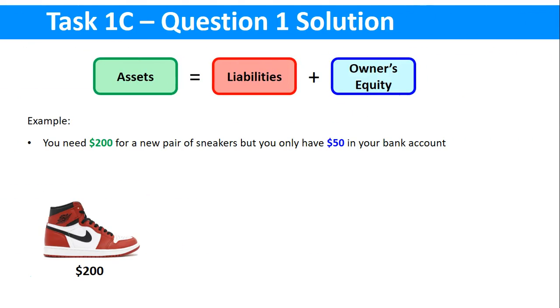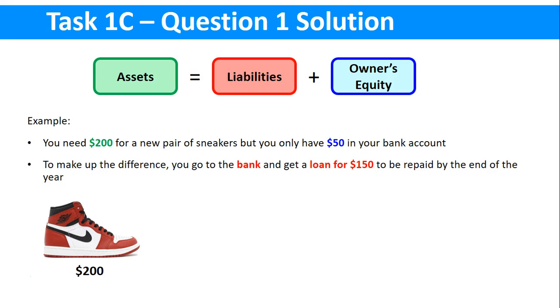Looking at an example, you can do this for an entire business. You can do it for one department of the business. You can do it for any asset you buy, whether it's a mobile phone or, in this case, we'll do it with a pair of shoes. Let's say you need $200 for a new pair of sneakers, but you only have $50 in your bank account. So we want a $200 pair of shoes.